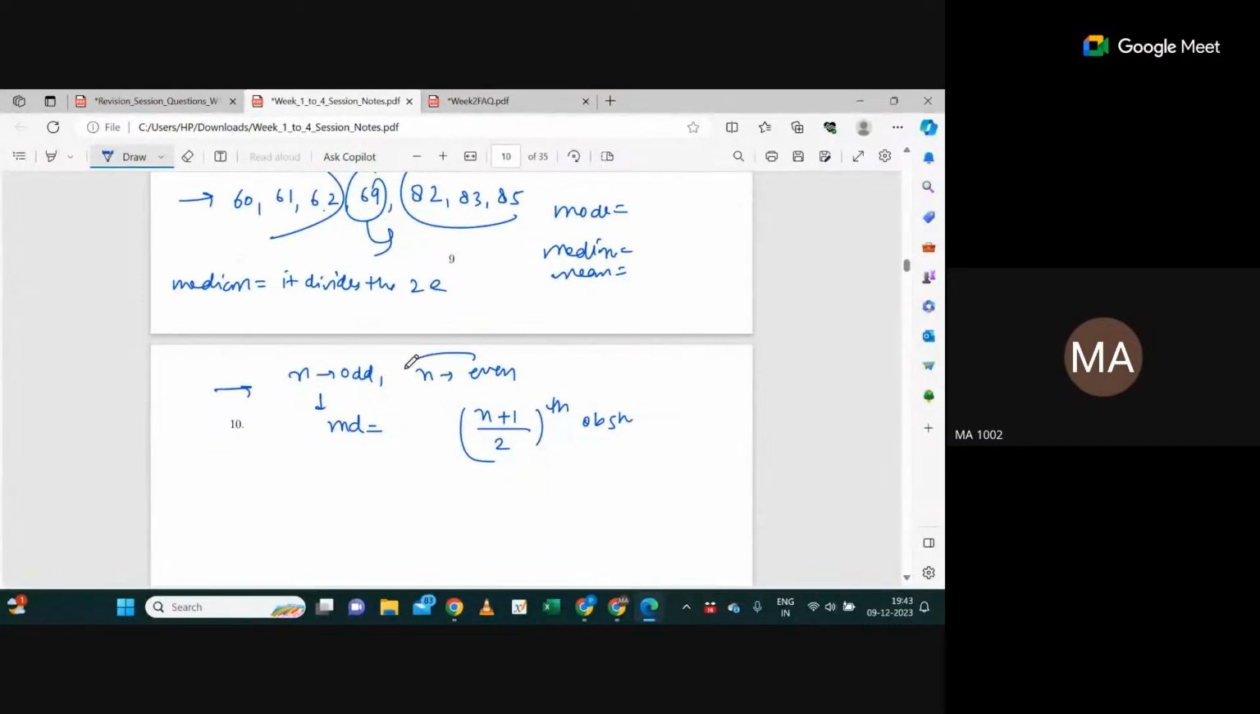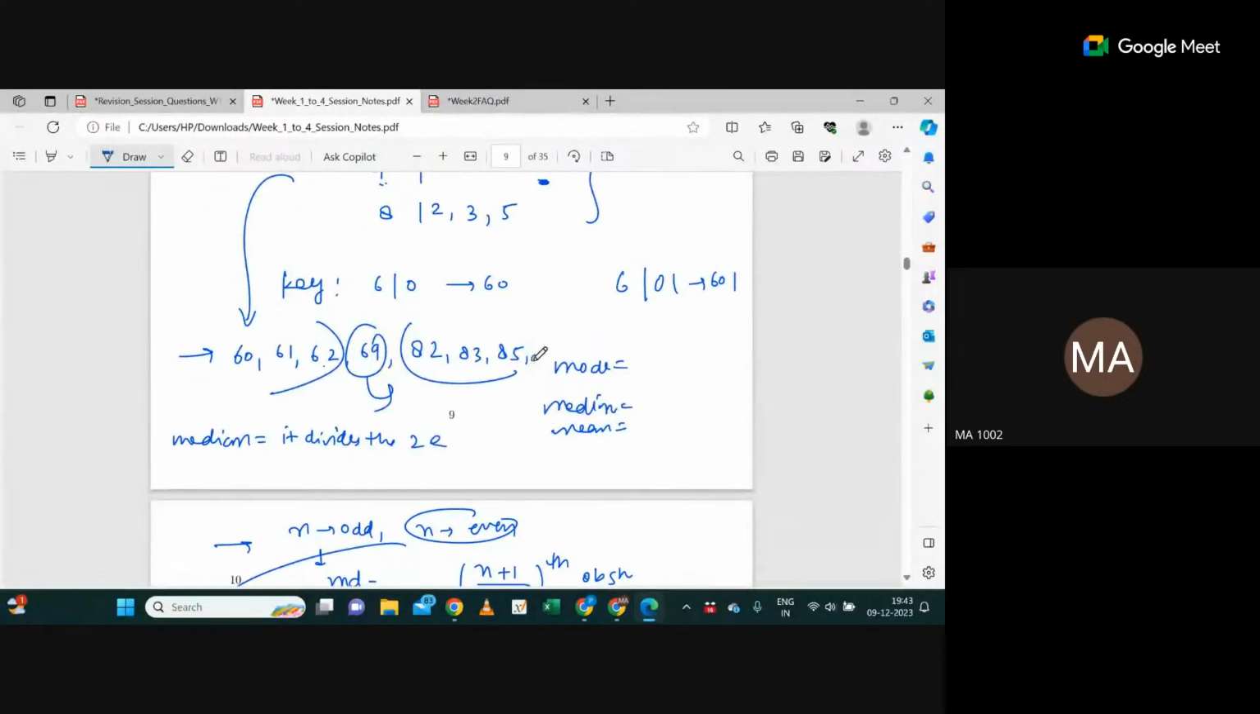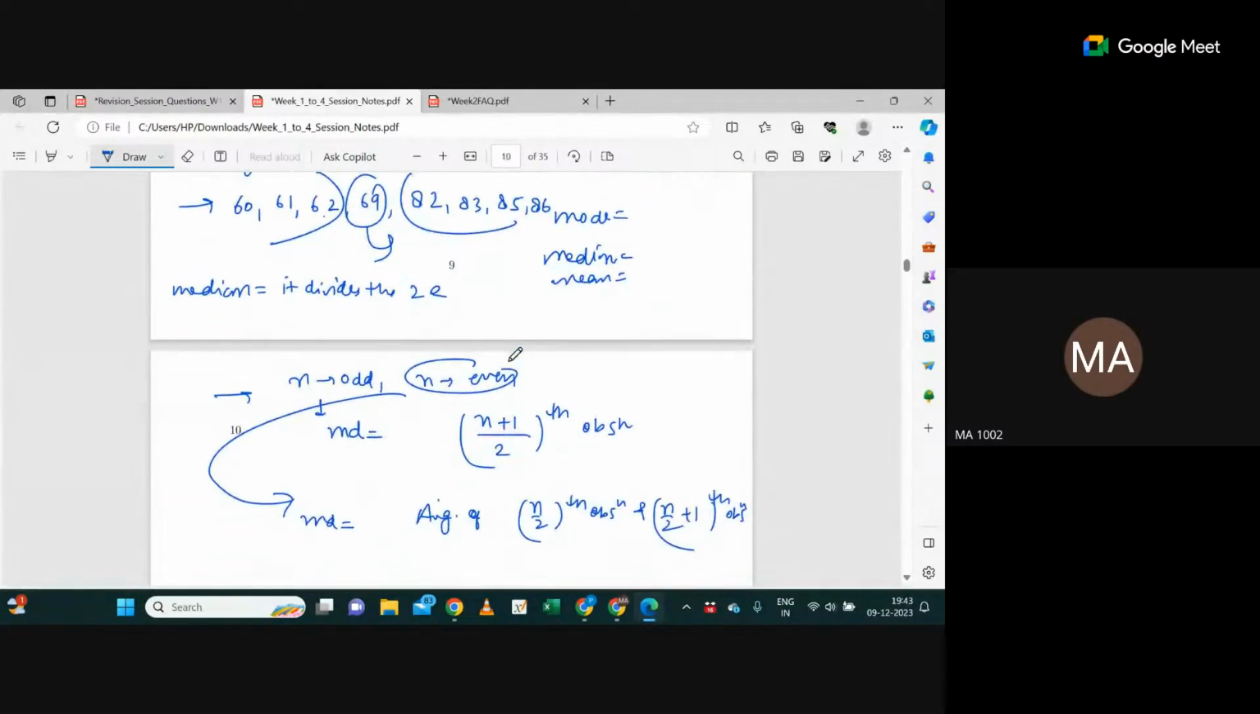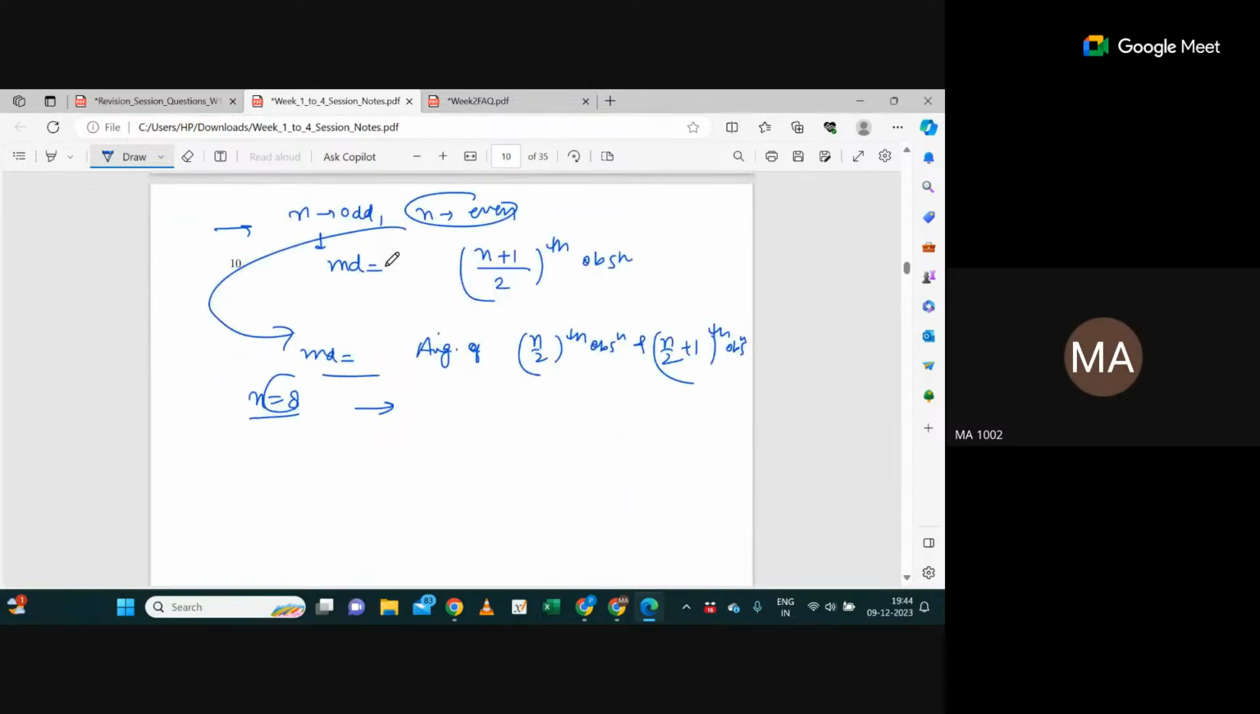If n is even, what is the median? It's the average of the n by 2th observation and the (n by 2 plus 1)th observation. For example, suppose there is one more observation, 86. What will the median be? What is n now? n is 8, so this is even and I have to use this formula. I take the average of the fourth and fifth observations, 69 and 82, and that will be the median of my data set. Is this clear?